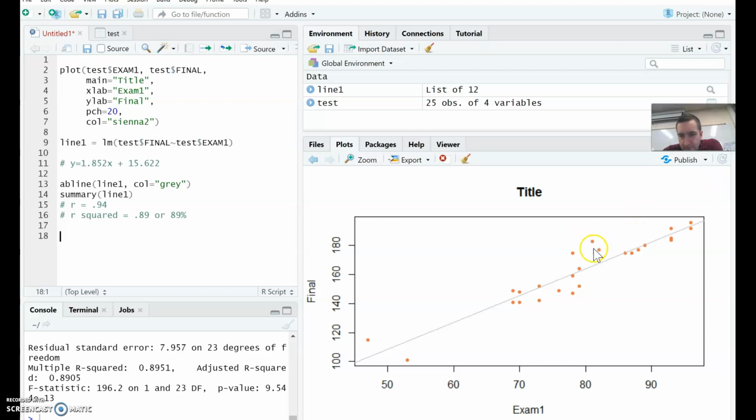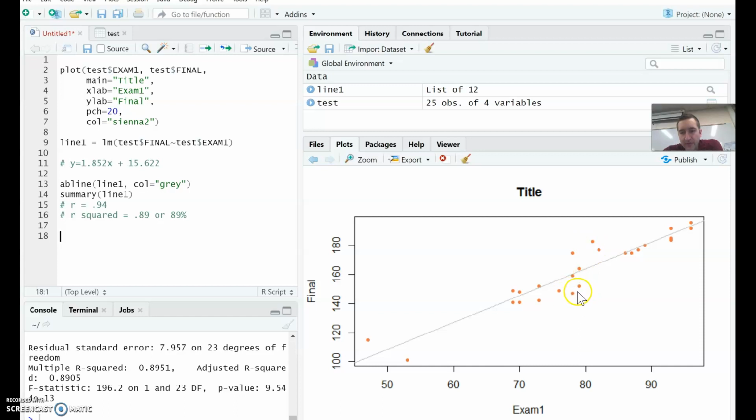Look at this person. They made an 82 on their exam 1. So they were projected to score about a 160 on the final, but they pulled a 185. What did they do? Did they get a tutor? Did they study really, really hard? Did they cheat? I don't know, what'd they do? So that'd be worth exploring.